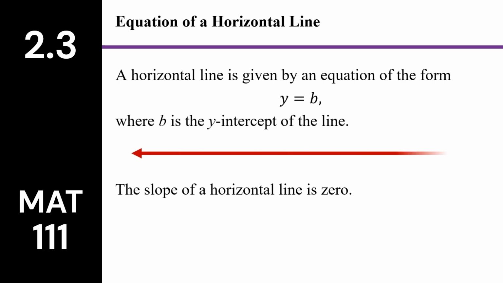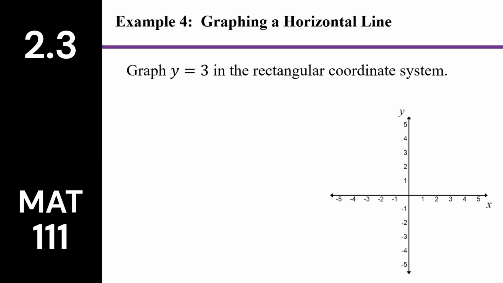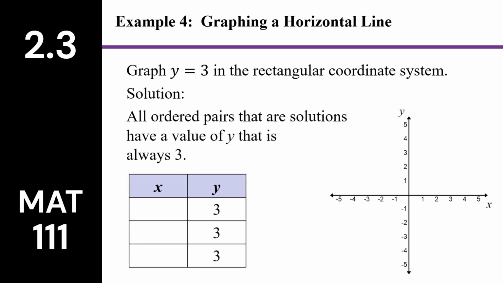The next important form of a line that you'll need to know is the horizontal line. Horizontal lines are given by the equation y equals b, where b is a constant, and that constant is the height of that line. Remember that the slope of a horizontal line is 0. Let's look at an example where they're asking us to graph y equals 3.